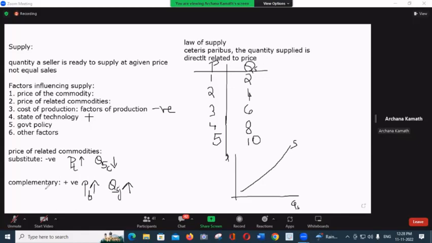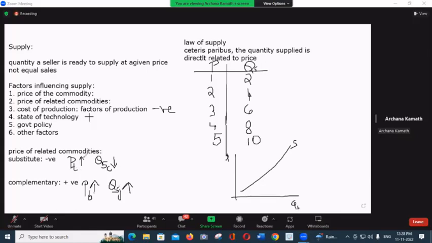Fine. So complementary, positive, and substitute negative. Are the factors of supply clear? Madam, prices of related commodities, please can I explain, madam? See, if the commodities are substitutes, the relationship is negative. They are displaying a negative relationship.